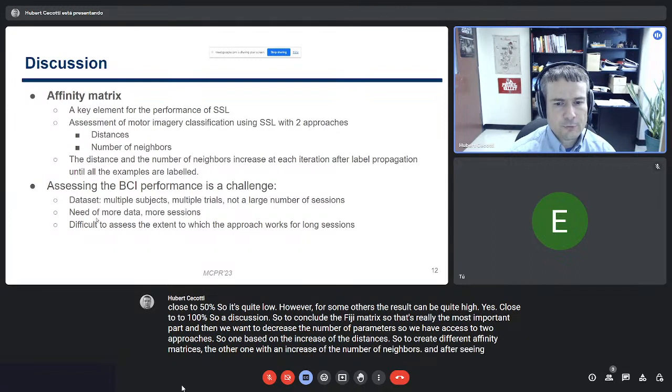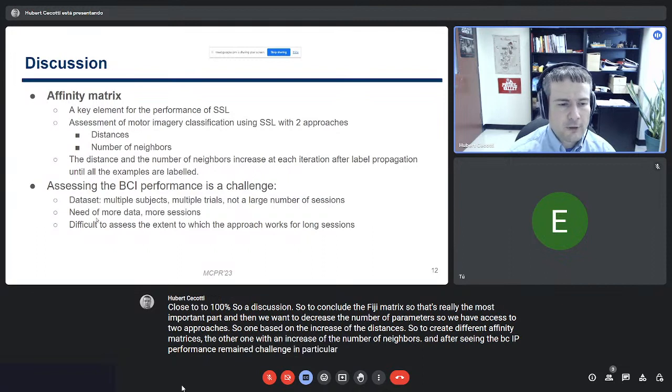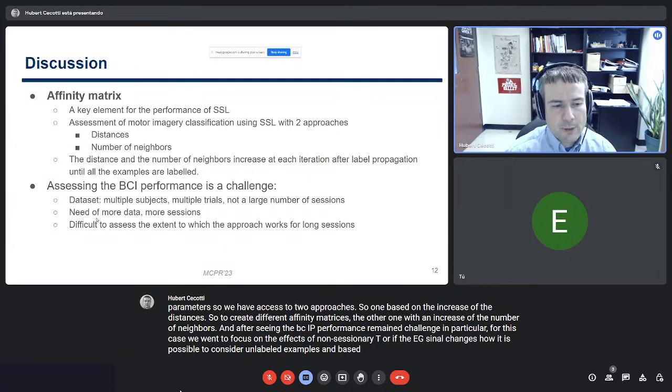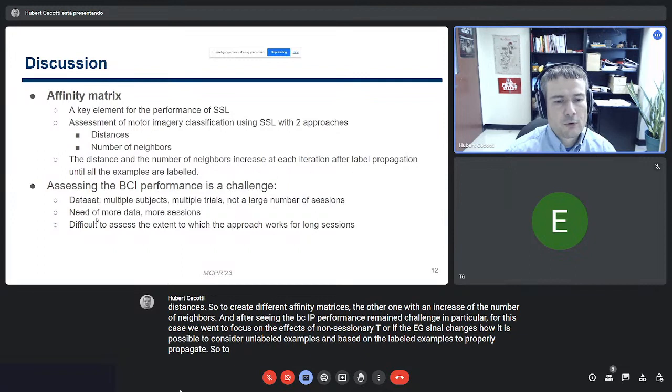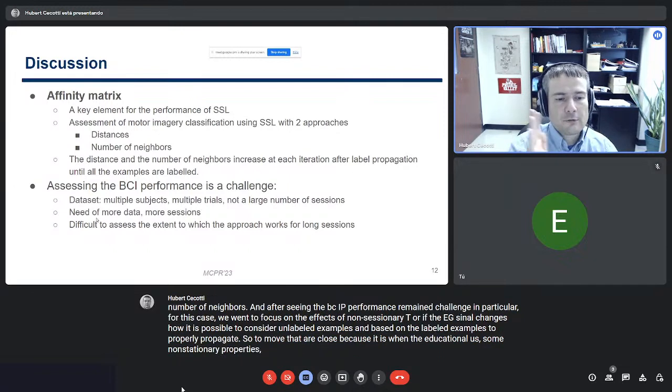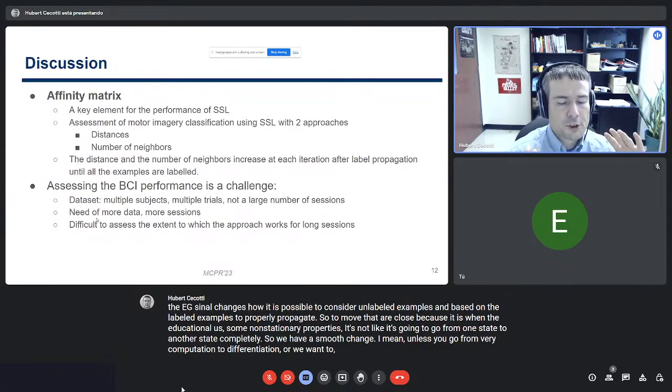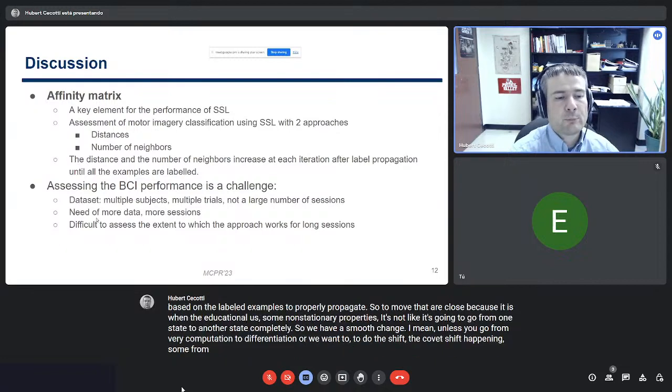And assessing the BCI performance remains a challenge. In particular for this case, we wanted to focus on the effects of non-stationarity, or if the EEG signal changes, how it is possible to consider unlabeled examples and, based on the labeled examples, properly propagate to those that are close. The EEG signal has some non-stationary properties, but it's not like it's going to go from one state to another completely. So we have a smooth change. Unless we go from a very different session to another session, or we want to handle the covariate shift from one participant to another participant, where the shift is going to be more severe.